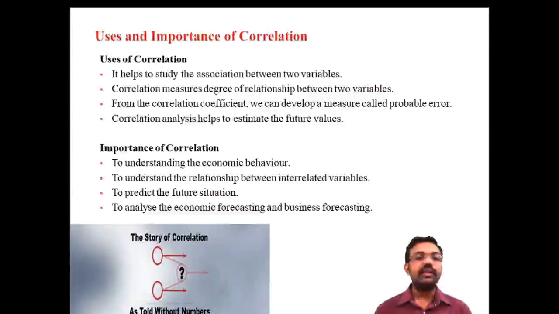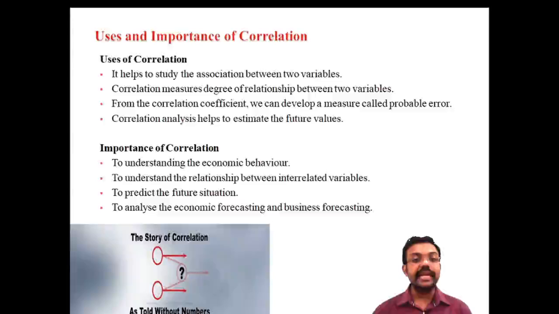And next, what is the importance of correlation? Understanding economic behavior. Economic changes can be predicted with the help of correlation. Whether the economy is moving positively or negatively, we can easily identify with the help of correlation. Suppose your GDP and inflation: you can compare your GDP rate and inflation with the help of correlation. This is understanding economic behavior.